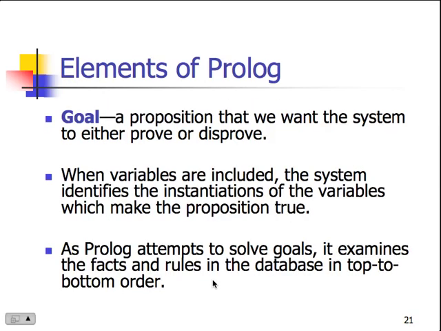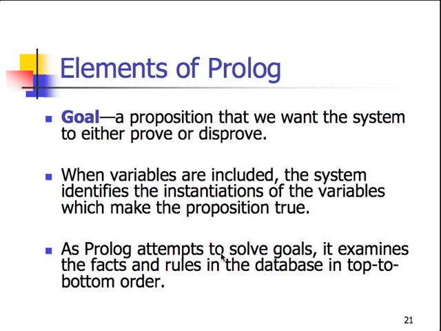And then finally we have the goal. So we have the rules, the facts, and the goals. The goal is the proposition that we want the system to either prove or disprove. Does Mary play the flute? Or something like that. When variables are included, the system identifies instantiations of the variables which make the proposition true or false.